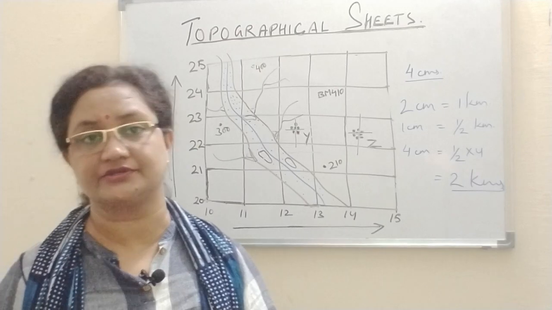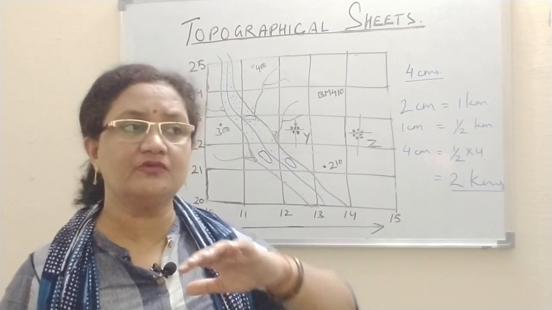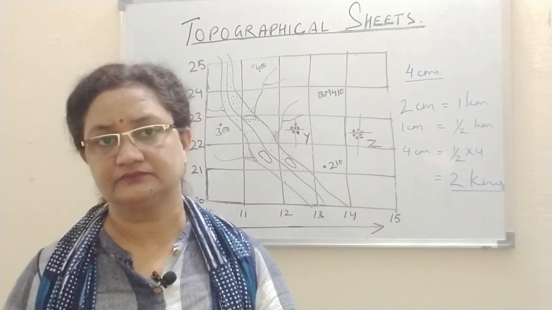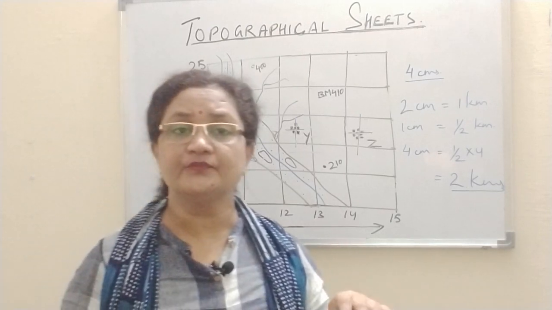So this is how you have to relate different things with certain symbols and colors in the topo sheet. Same way, one more thing, children. Suppose a white colored area is there in the topo sheet. Now white color indicates a barren land.